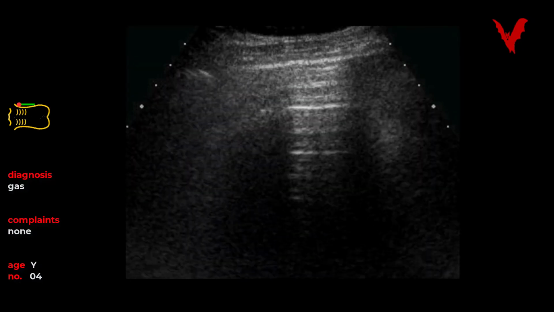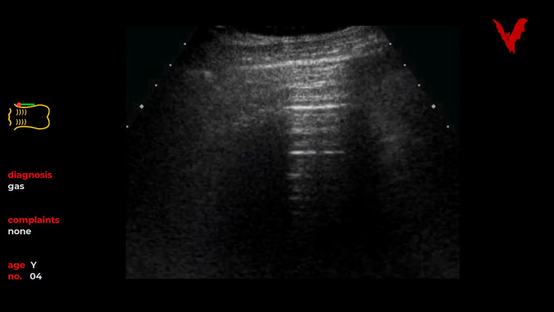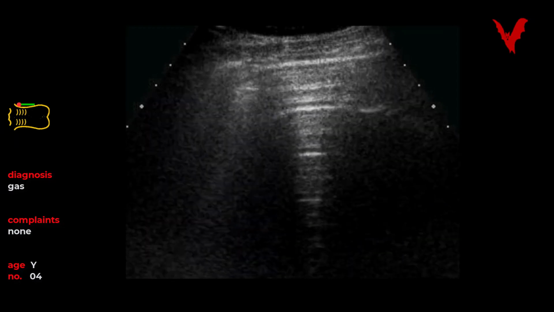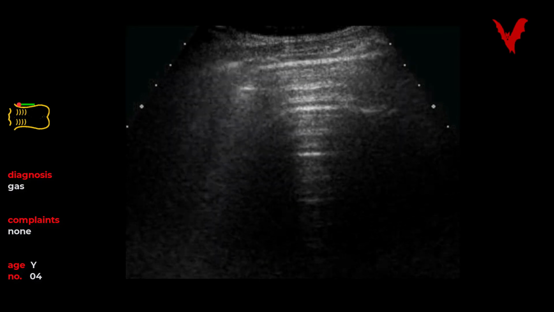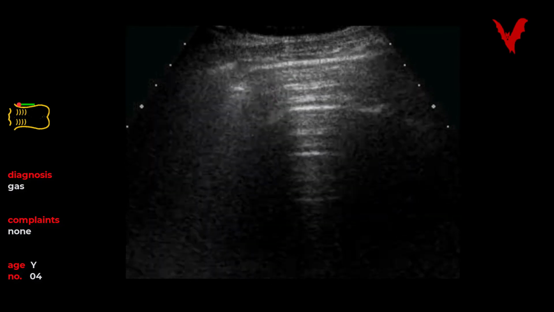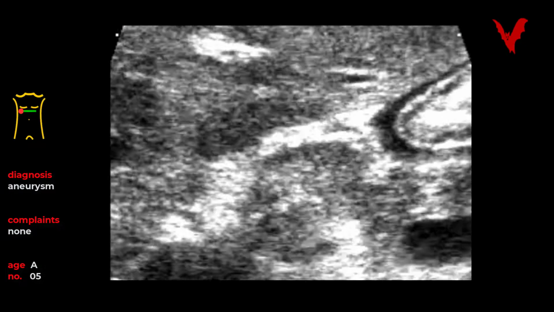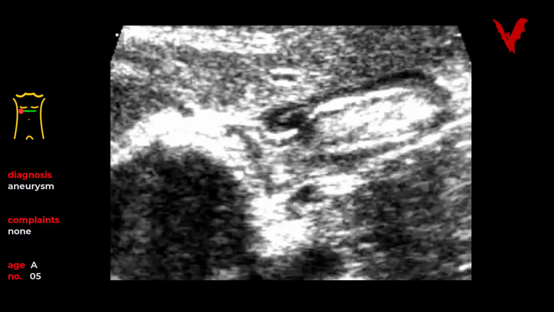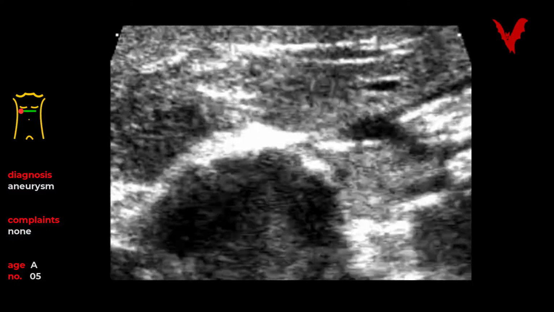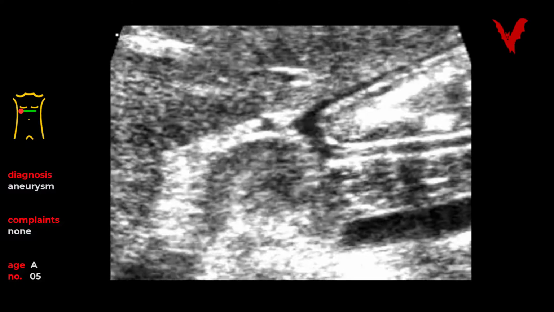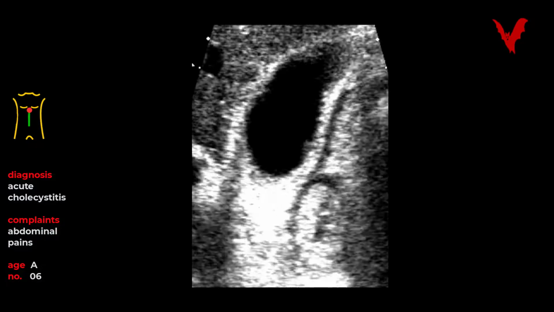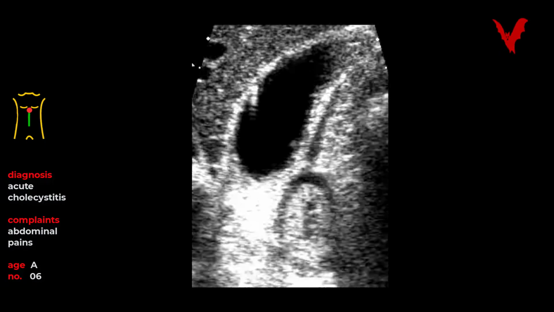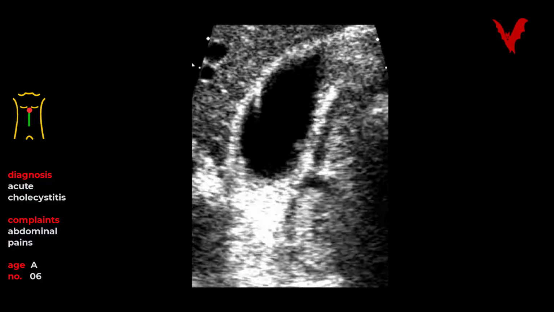In figure 4 you can see both free gas as a sign of perforation as well as gas captured in the left lung. An asymptomatic aneurysm of the hepatic artery had to be noted here in figure 5. An impressive co-inflammation could be noted here in figure 6.